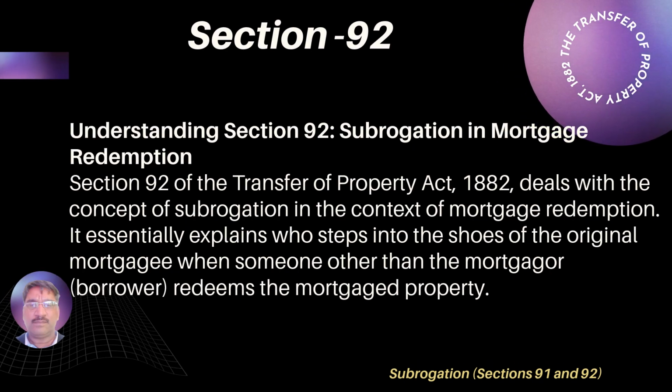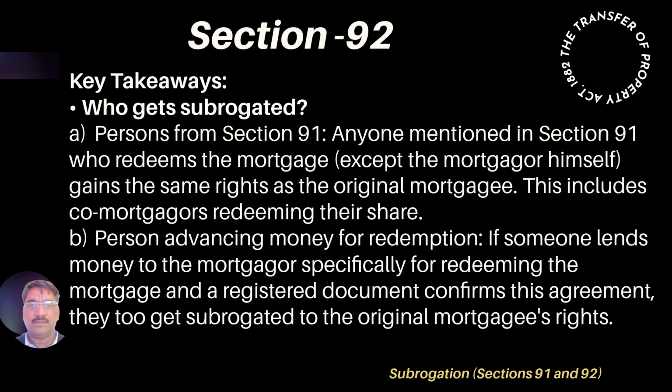Understanding Section 92. Subrogation in mortgage redemption. Section 92 of the Transfer of Property Act, 1882, deals with the concept of subrogation in the context of mortgage redemption. It essentially explains who steps into the shoes of the original mortgagee when someone other than the mortgager, the borrower, redeems the mortgaged property. Key takeaways.